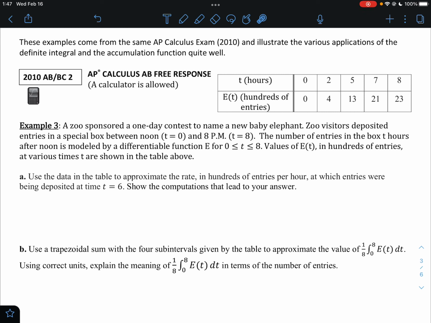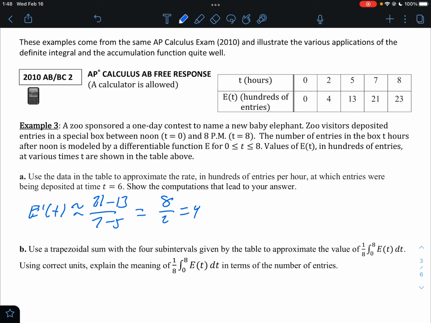If we could find E prime of t, then we wouldn't need to approximate. But since we can't find E prime of t, we have to approximate. E prime would be the slope of the tangent line. Since we can't find that, we approximate with the slope of a secant line between the 2 points around 6. So we would say E prime of t is approximately 21 minus 13 over 7 minus 5, which is 8 over 2, which is 4.